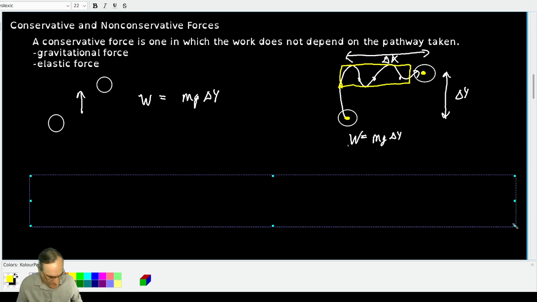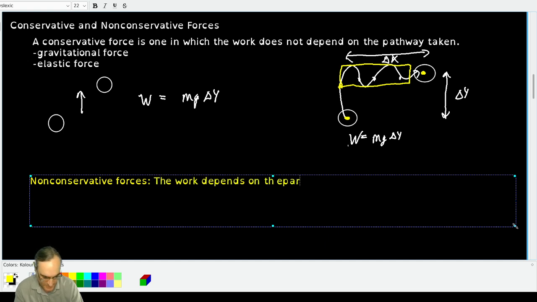What is a non-conservative force? Well, in a non-conservative force, the work depends on the path taken. You might be thinking, well, wait, if elastic and gravitational don't work this way, if they don't depend on the path taken, then doesn't nothing? Well, there are things that absolutely depend on the path taken. Resistive forces and friction depend on the path taken. Let's talk about why.